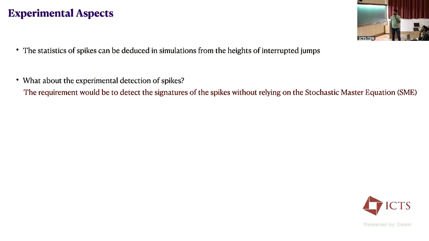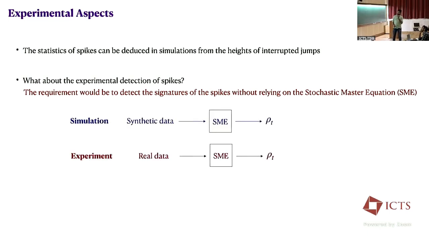And why would that be so? It's because the difference between a simulation and experiment is actually not that much if you use a stochastic master equation. In a simulation, we generate synthetic data, we pass it into a stochastic master equation, and we obtain the state of the system at any particular time t. In experiment, you have real data and you pass that into a stochastic master equation and you get the state of the system at time t. You actually don't have direct access to the state of the system at any given time.